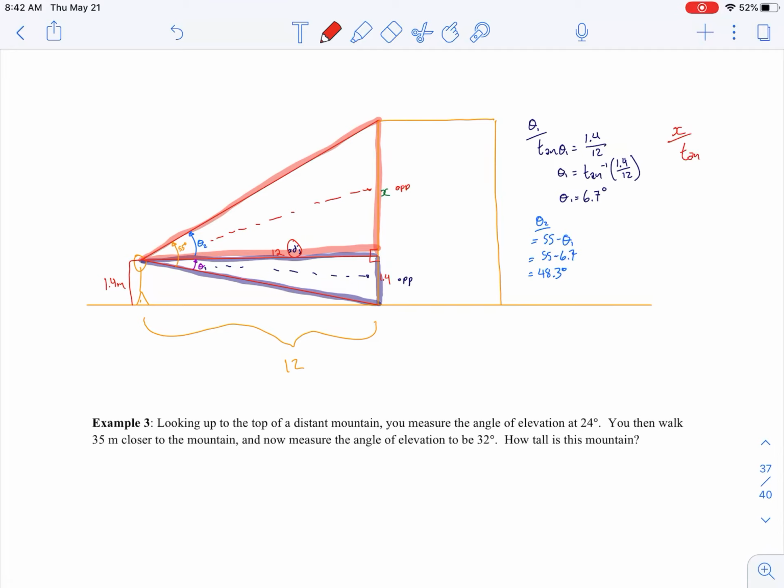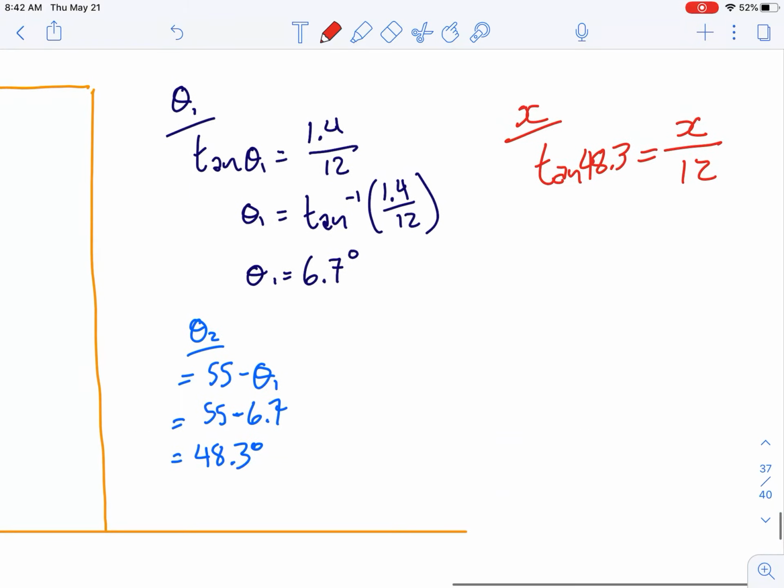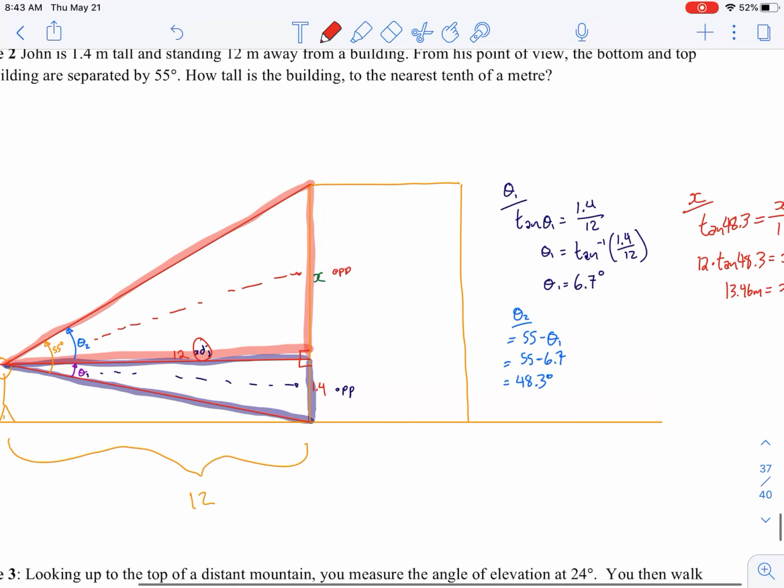That tan of 48.3 is equal to the opposite, which is x, divided by the adjacent, which is 12. So we can rearrange and solve for x. 12 times the tangent of 48.3 degrees is equal to x. And we get the answer of 13.46 meters. So x would be 13.46 meters.